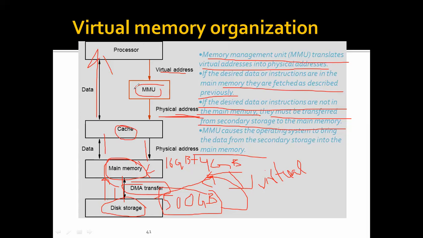Next, here we are taking disk storage. Disk storage means secondary storage devices. What are secondary storage devices? We are taking magnetic hard disk, optical disk, magnetic tape, floppy drives. Like that, secondary storage devices which are used externally, connected externally to the computer. So this is about the virtual memory organization.